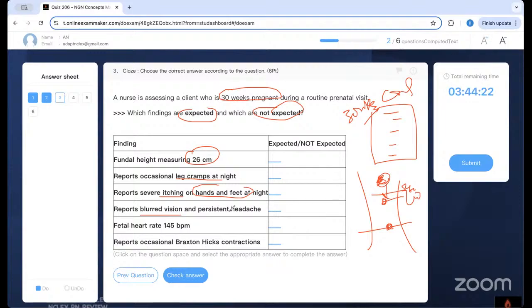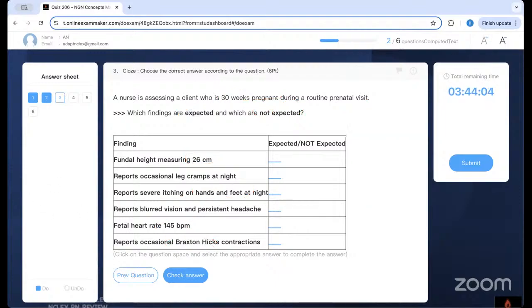Blurred vision and headache is preeclampsia. A fetal heart rate of 145 is an expected finding. Mommy, the baby's heart rate can go up to 160. And irregular contractions are all expected. This is something you've probably watched a video about and you know it, but it's in table form. I expect you to be able to answer that if you bring that content with you.